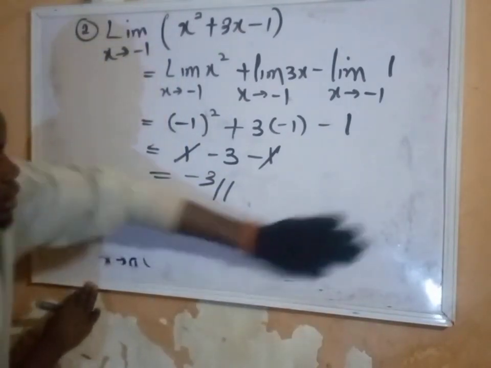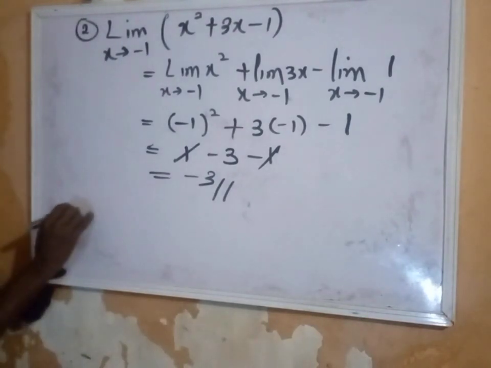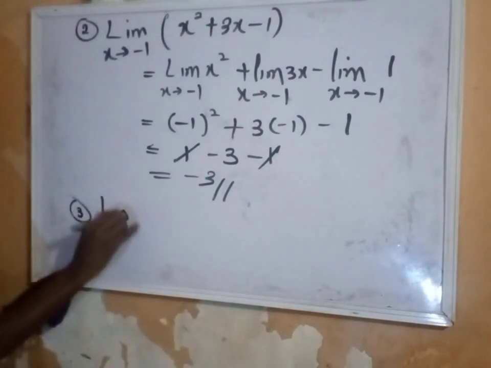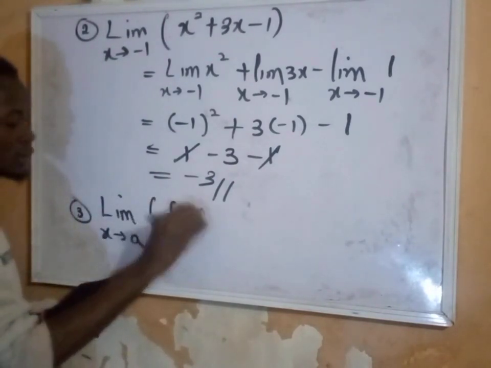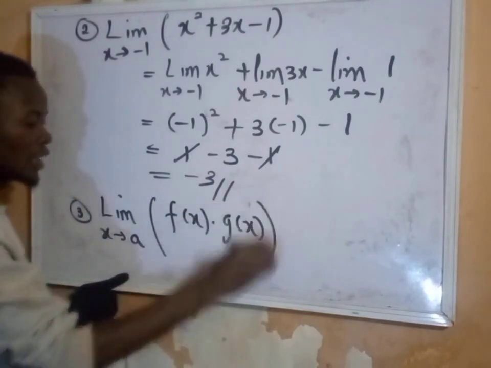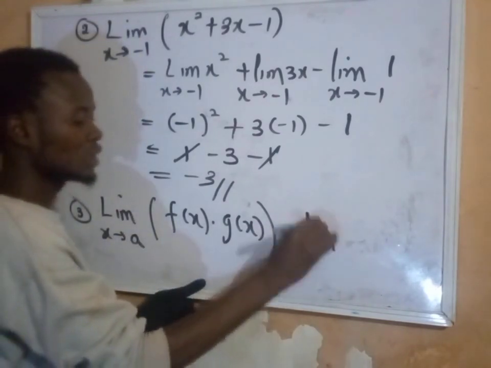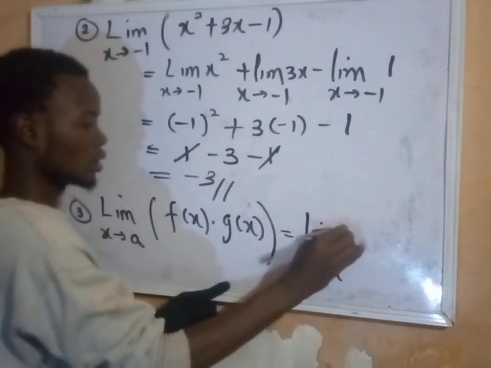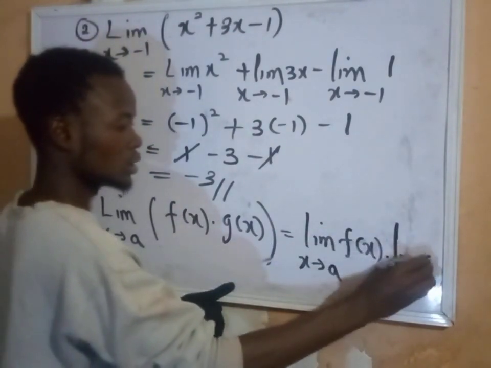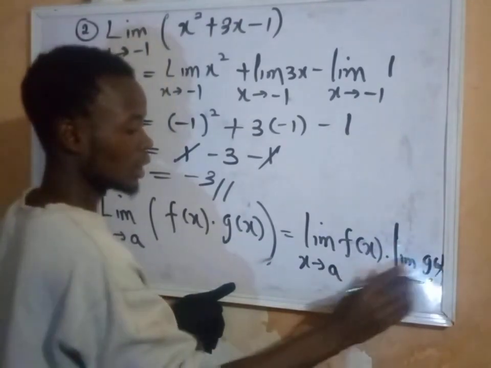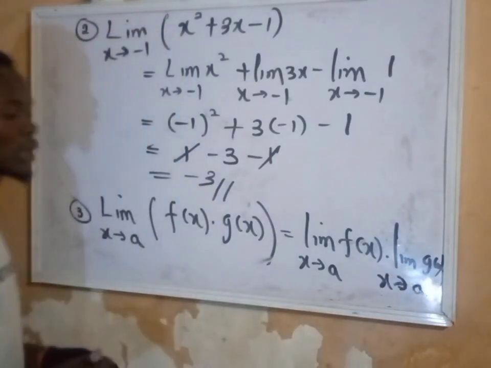So now the next rule is the multiplication and the division rule. Okay, so we are given this particular limit. The limiting value of x tends to a, of f of x dot g of x. To do this is very simple. Just separate these two limits as well. We have the limit of x tends to a of f of x, dot the limit of g of x as x tends to a as well.